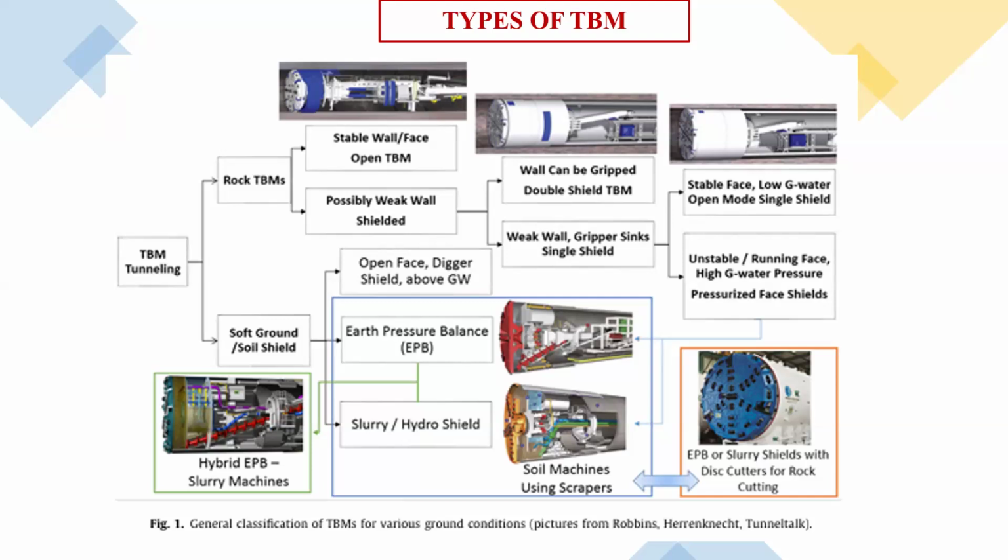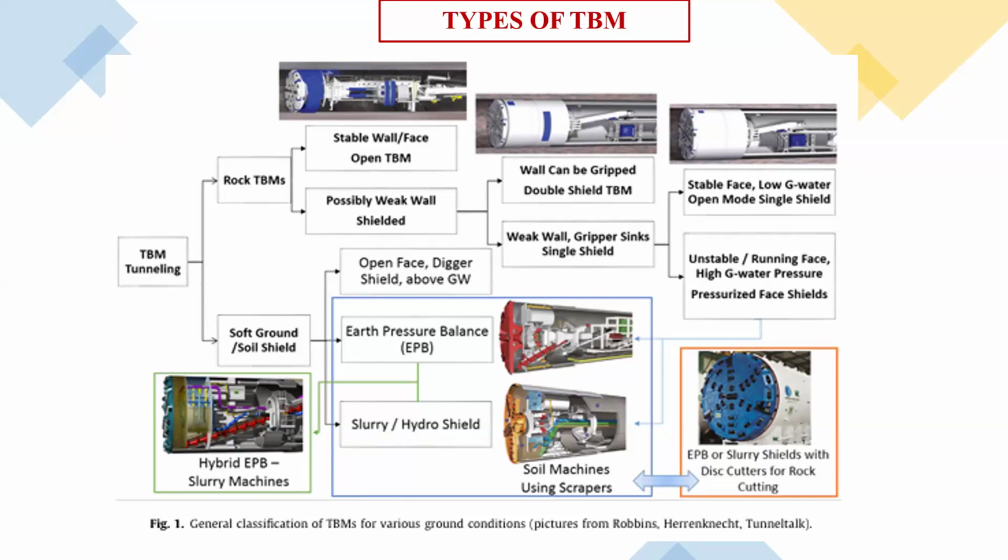Now, it can be a high groundwater condition, it can be a low groundwater condition. So accordingly, we decide what type of shield we'll use. Now, if I go to the soft ground shield machine, there are two types of machine. One is called earth pressure balance machine. Another is called slurry or hydro shield machine.